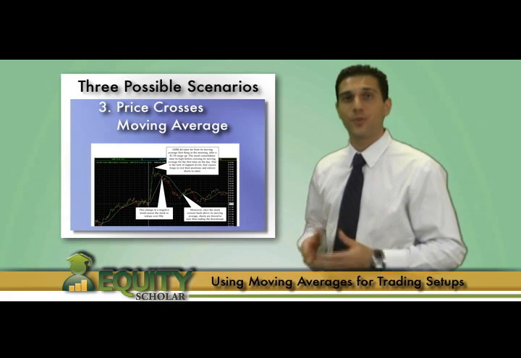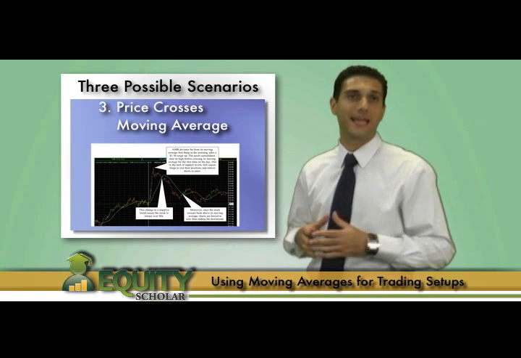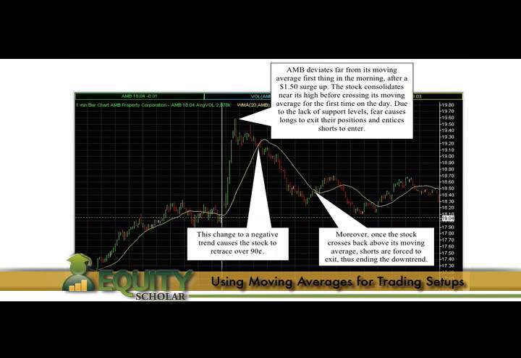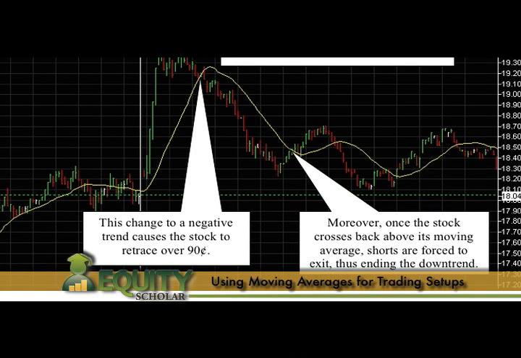Moving on to the next example, we see AMB Property Corp, ticker symbol AMB, deviate far from its moving average first thing in the morning after a $1.50 move up. The stock then consolidates near its high for a short period of time before crossing its moving average for the first time that day. Due to the aggressive spike up in the morning, there is a lack of support levels in sight, which causes longs to frantically exit their positions and entices shorts to enter. This cross from an uptrend to a downtrend through the moving average moves the stock price down over 90 cents before once again reversing trend.